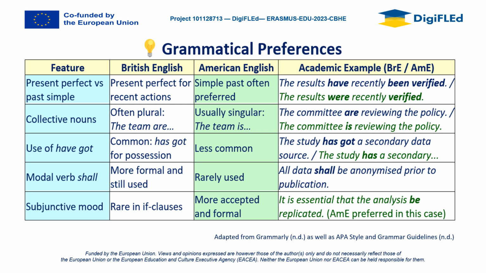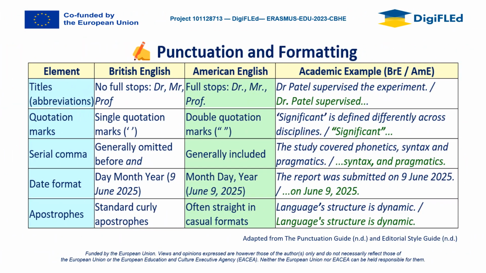Moreover, the modal verb shall is more common and formal in British English, used to indicate obligation or futurity, while it is rare in American usage. Awareness of these tendencies helps produce text that conforms to regional academic expectations. Punctuation styles present further variation.